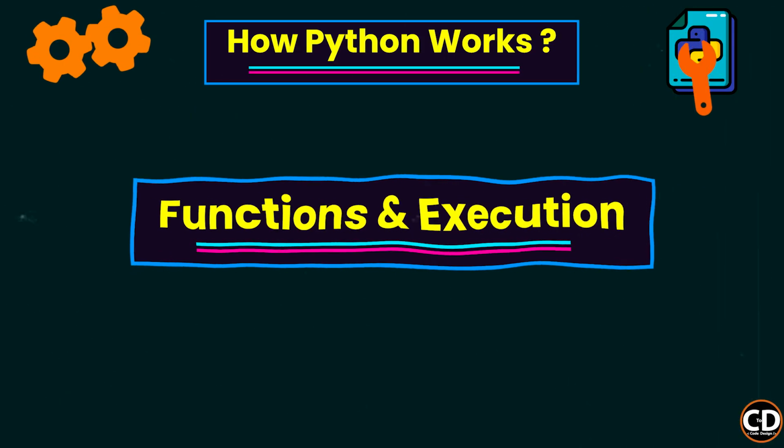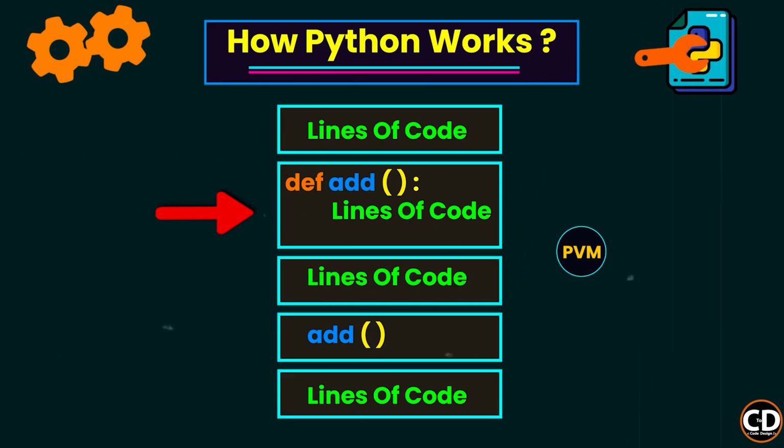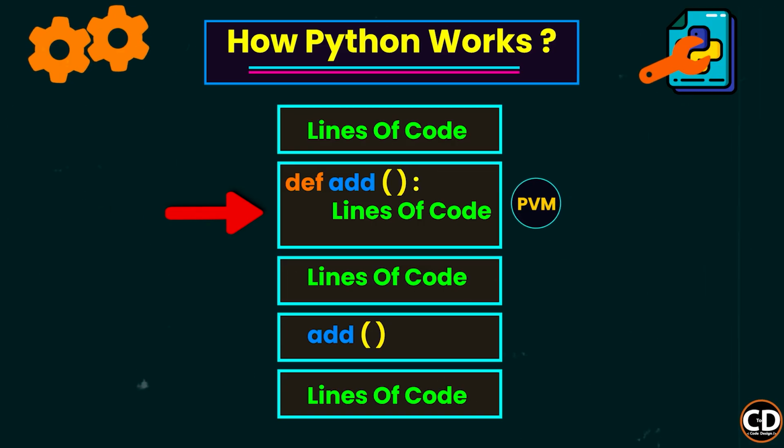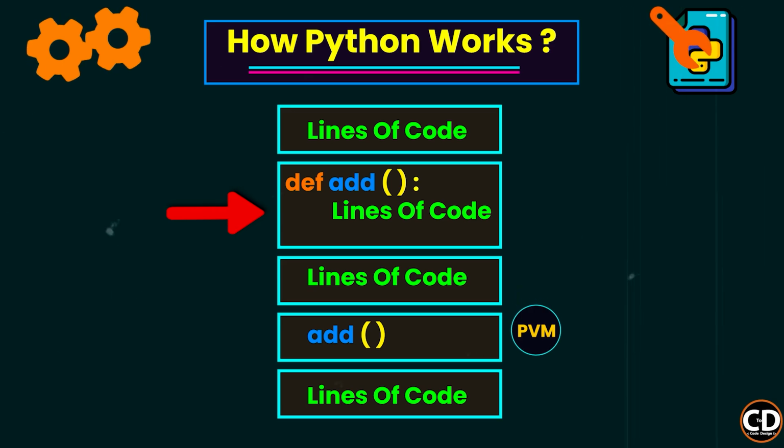Functions and execution. Functions in Python are blocks of code that perform specific tasks. When we call a function, the PVM jumps to that block of code, executes it, and once it's done, it returns to the line where the function was called, then continues executing the rest of the code.